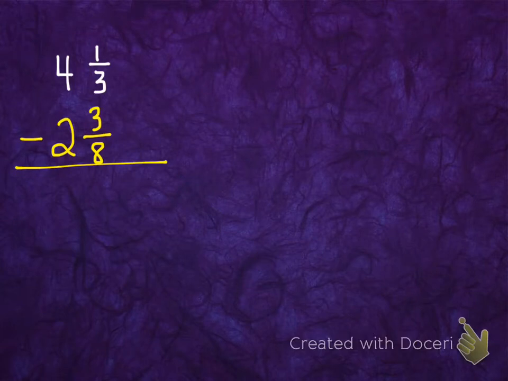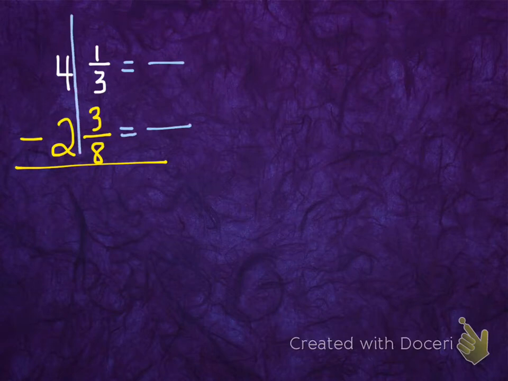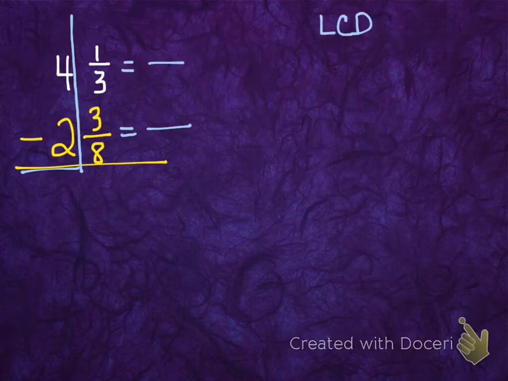Here I'm going to subtract 4 1/3 minus 2 3/8. So I'm going to start by looking at my denominators in the fractions. For now, I'm going to completely ignore the whole numbers on this side. I will work with those in a minute. But I notice that my denominators are not the same, which means I have to find the lowest common denominators.